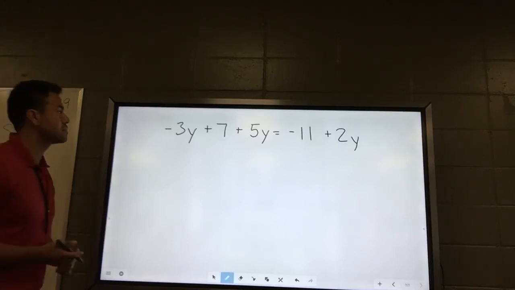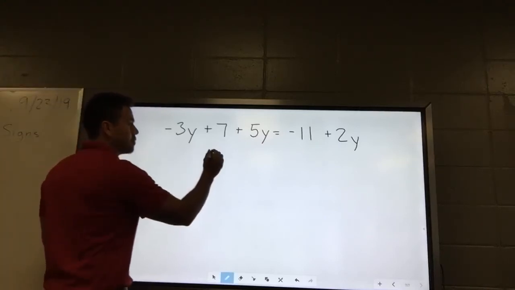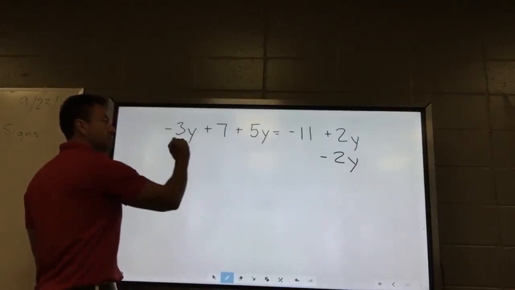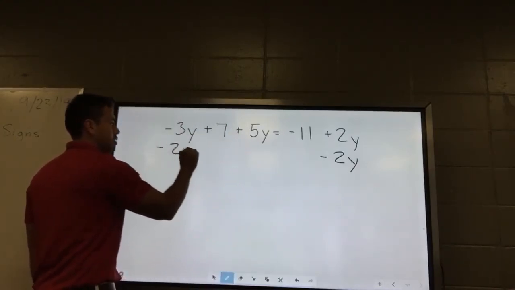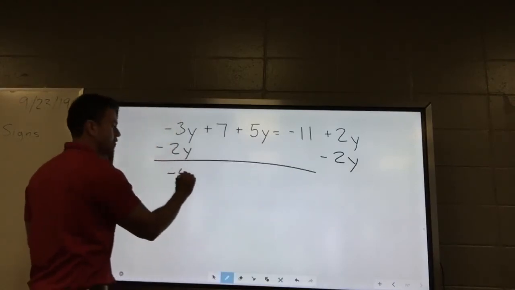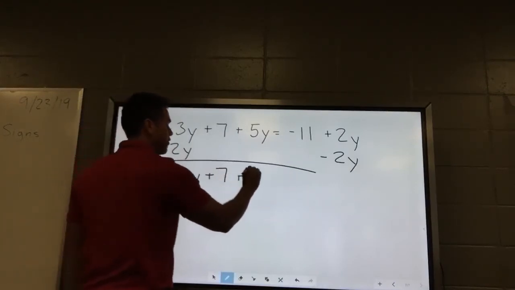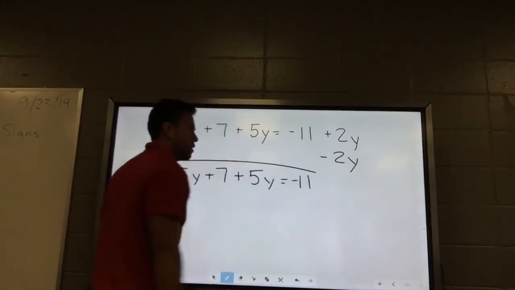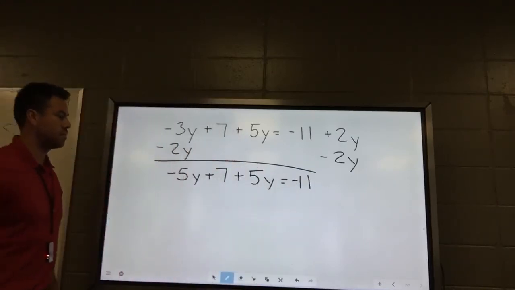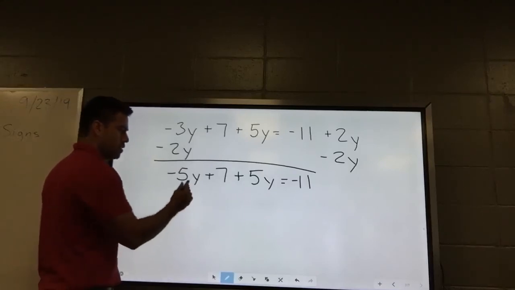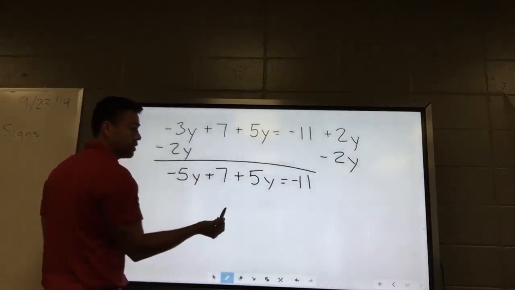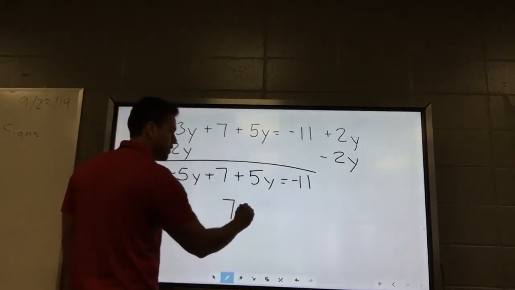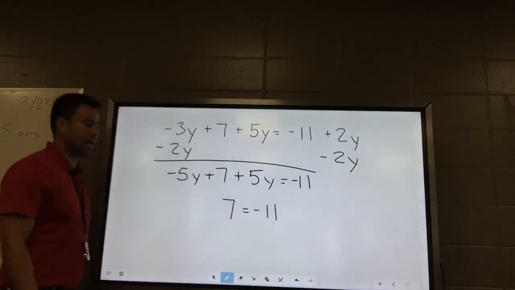I did -2y on the sides. Okay, minus 2y from both sides. So you get negative 5y plus 7 plus 5y equals negative 11. Okay, next. You do -5y plus 5y, so you add like terms and you get 0y. 0y gets canceled out. I get 7 equals negative 11. Okay, that's all I'm left with.